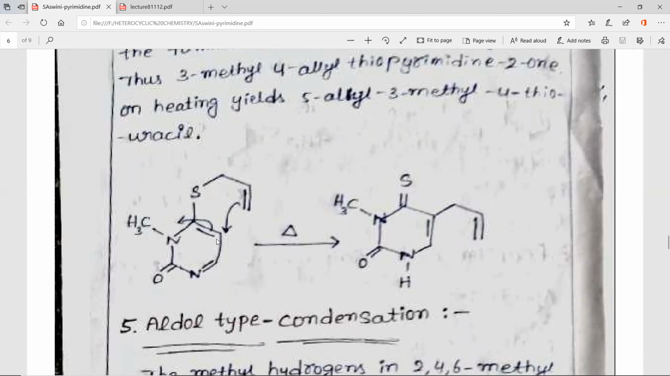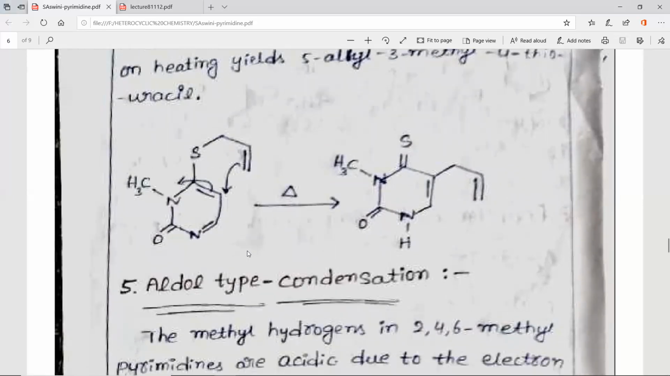We can see here the bond cleavage takes place here. So this group is migrating to the 5th position. So the allyl group migrates to the 5th position. So it is a Claisen type of rearrangement.